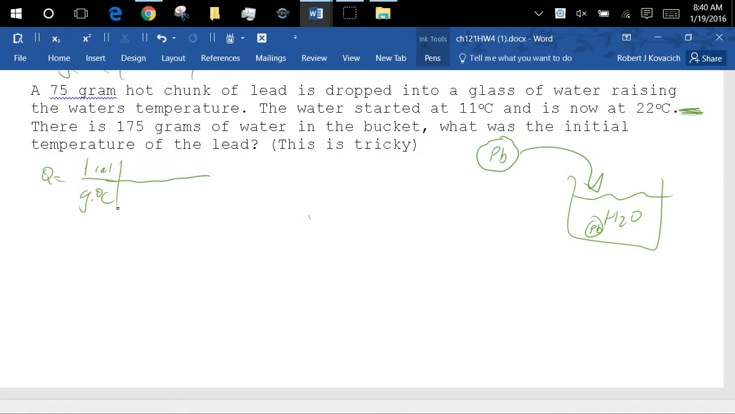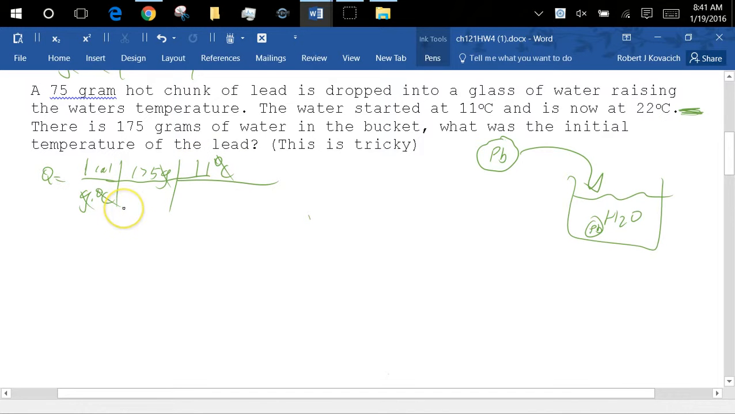I need to cancel out the grams, so I'll put 175 here. Grams cancel. And then for my change in temperature value, I'm going to cancel out that C on the bottom. What's this 11? It's the 22 minus the 11, giving us 11. So I've got 175 times 11. I get 1,925 calories.